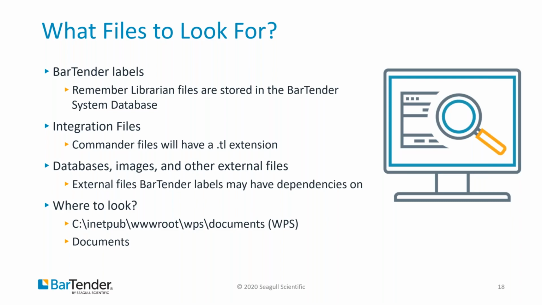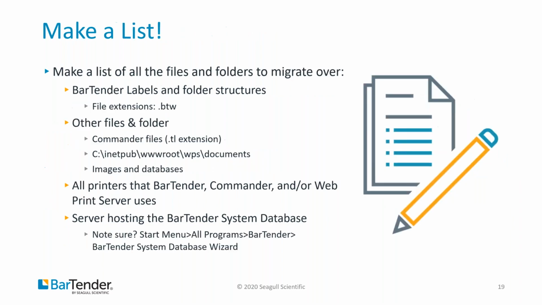If applicable to your scenario, of course, the Commander trigger file likely has a directory of where your labels are. And oftentimes, when we go through these upgrades, that's where we look for a clue as to the location of some of these files. And lastly, we'll want to know where you are logging to as far as your BarTender system database. So where is that located? We'll want to identify that.